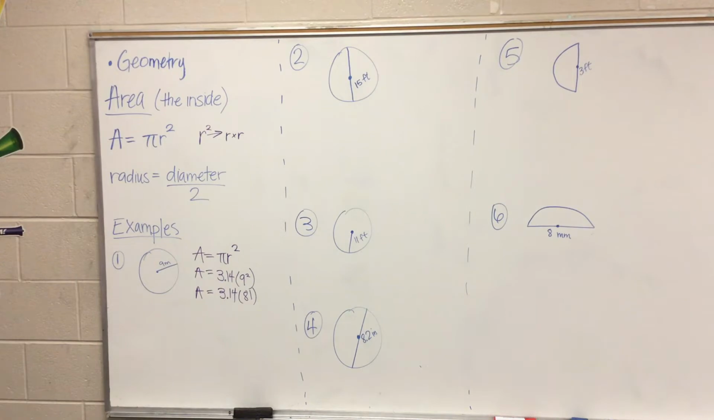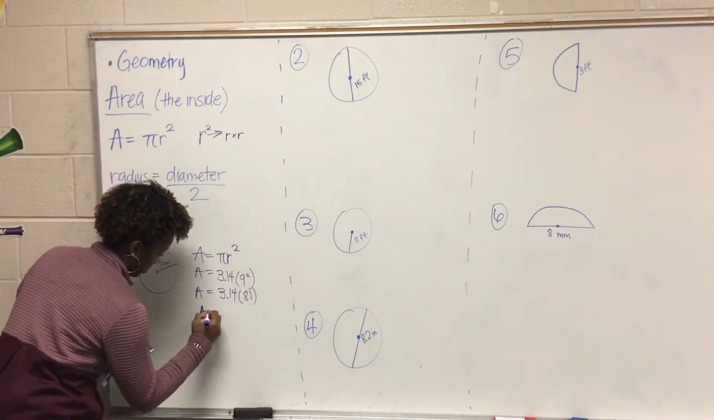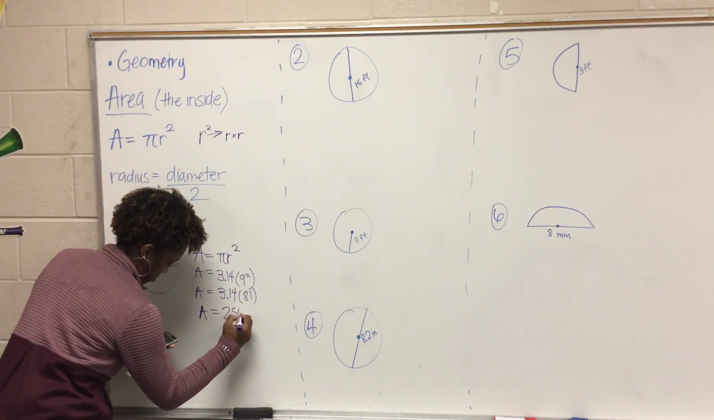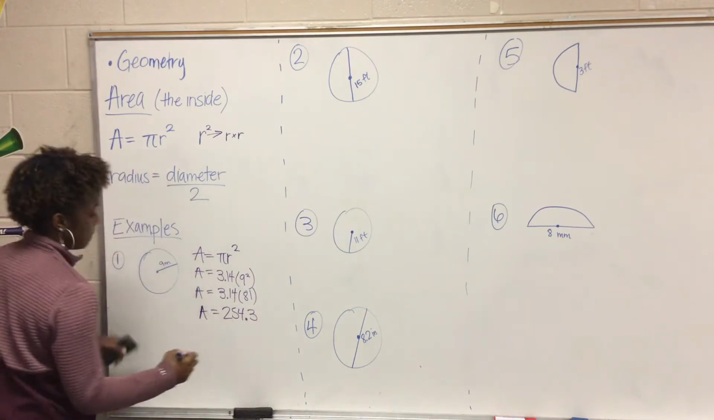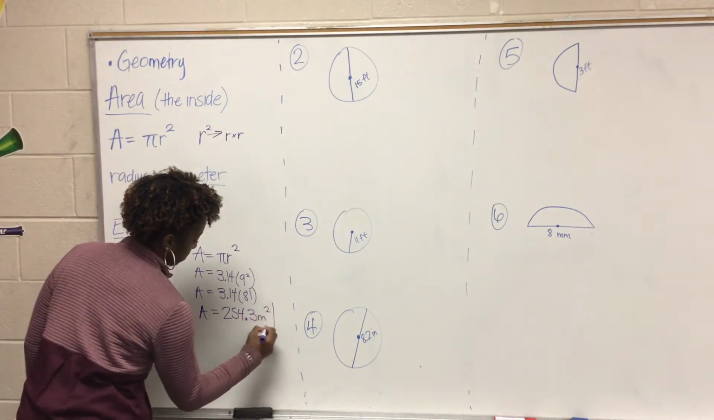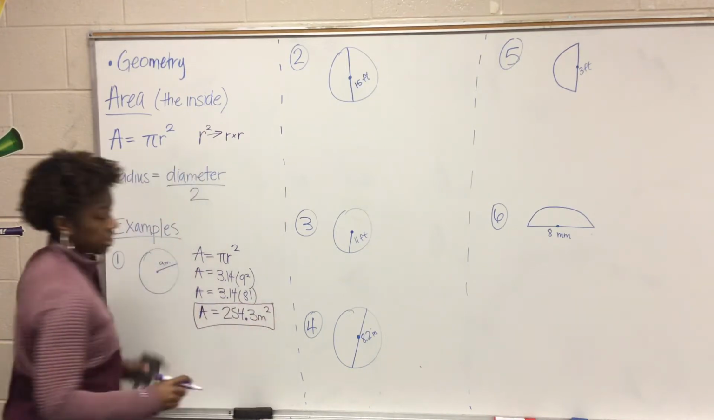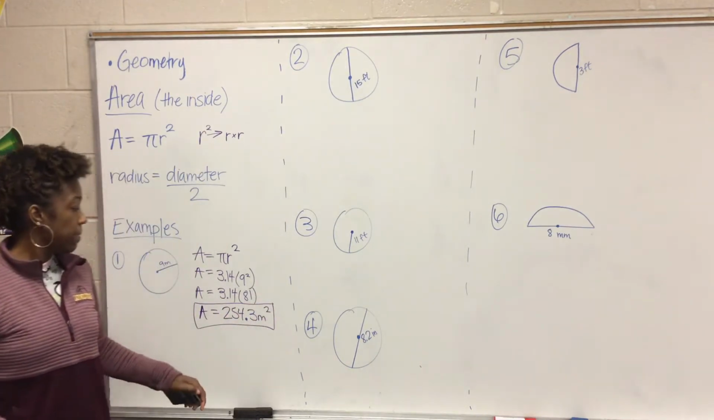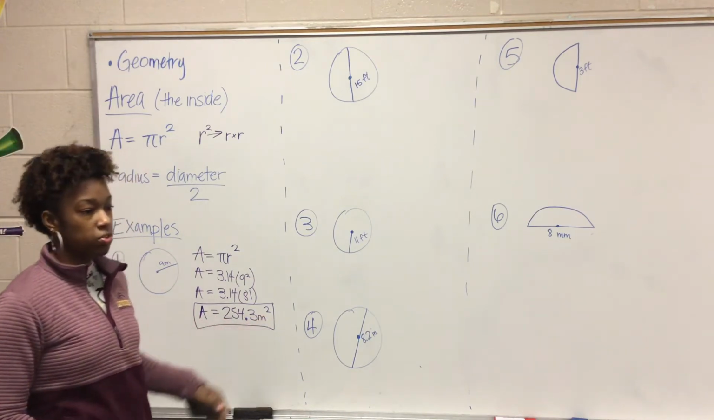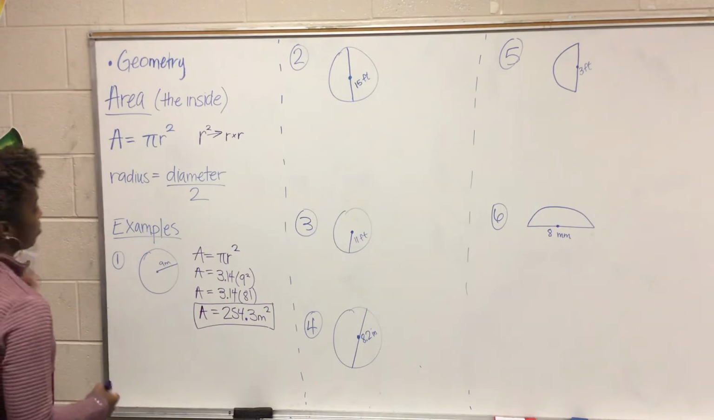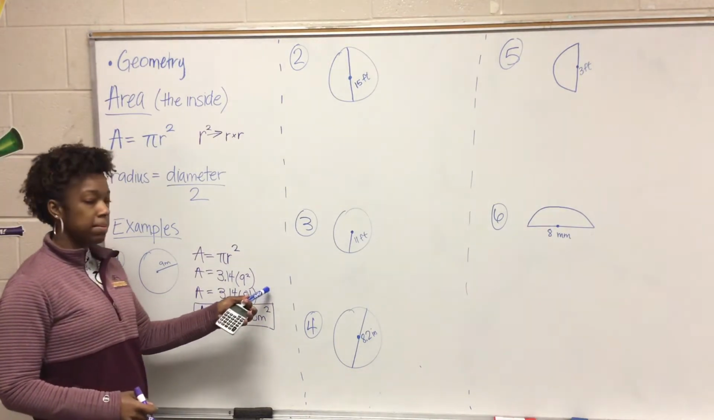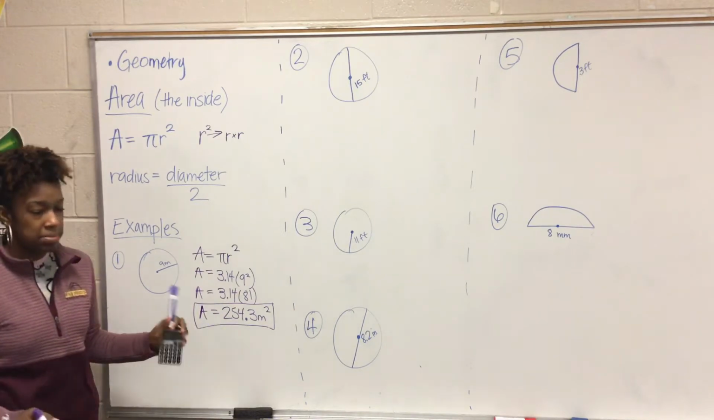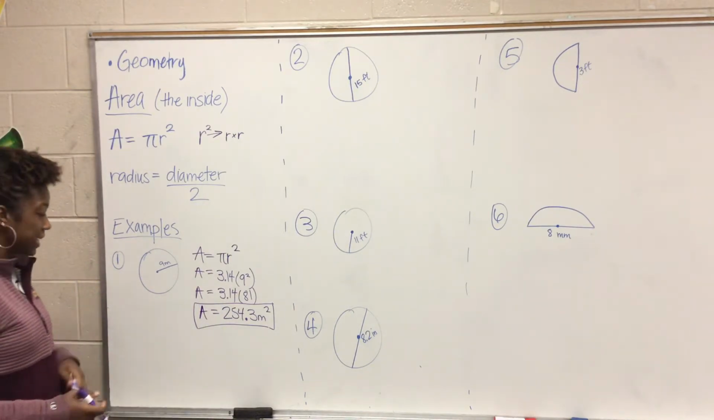When we do 3.14 times 81, we get the area equals 254.3 meters squared. For circumference, it was just meters, but now we're squaring it as meters squared. Area is squared because we're doing meters times meters. Anytime you're doing a unit times a unit, you must square it.